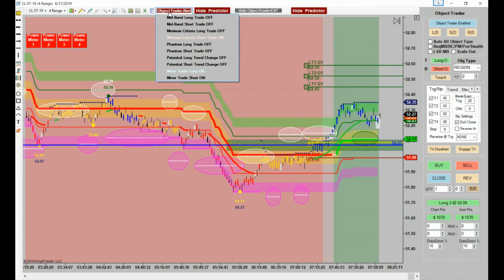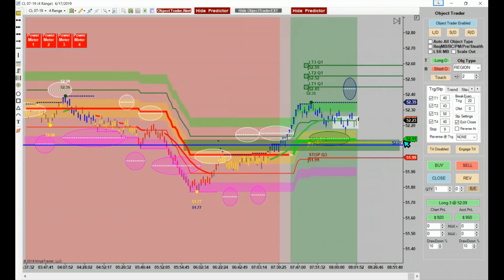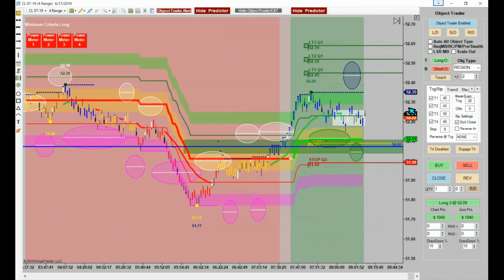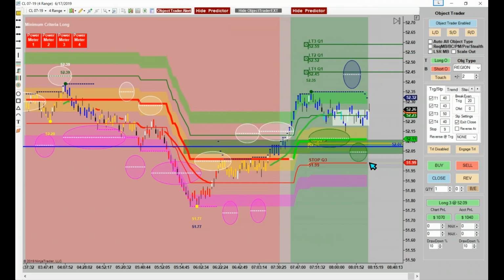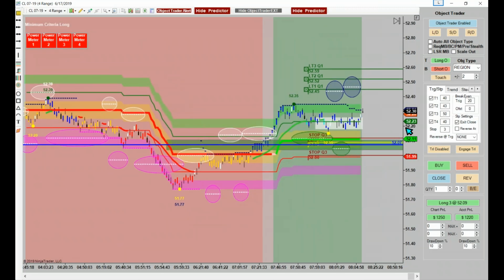Let me show you that one, because this is our new alert that does that. Minimum criteria long. See that little aqua colored bar? Came a little deeper, didn't it? Right near the predictor. Now I'd probably go ahead and raise my stop just under that swing. Okay, now we're not risking anything really. Everybody see that?